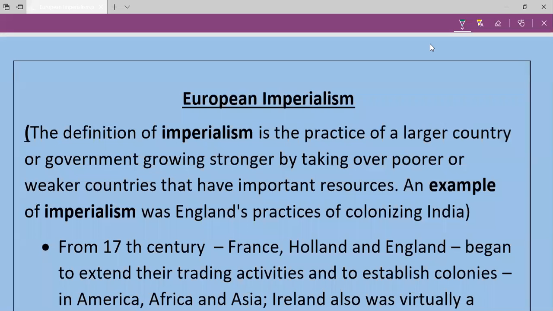Today, we are going to learn a new portion from the chapter Displacing Indigenous People.